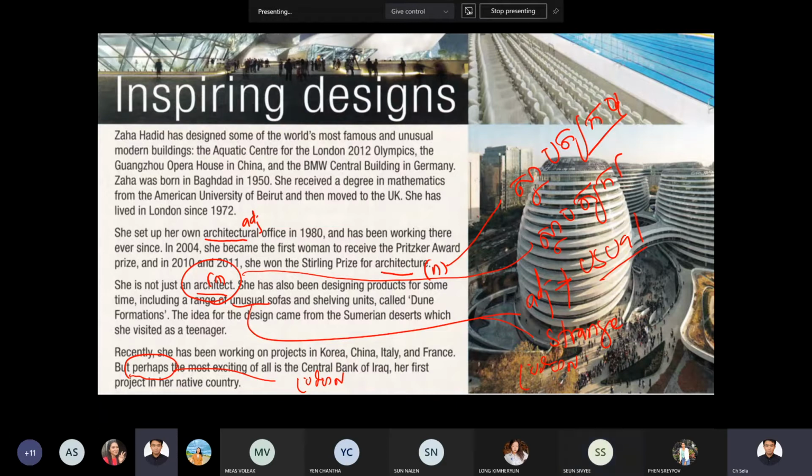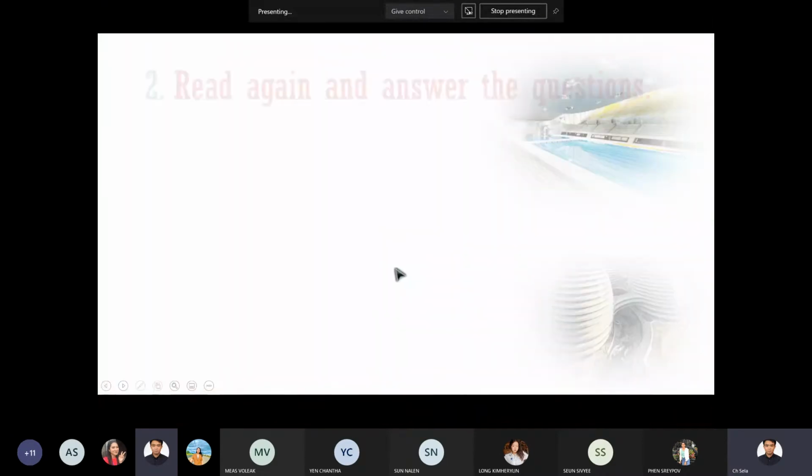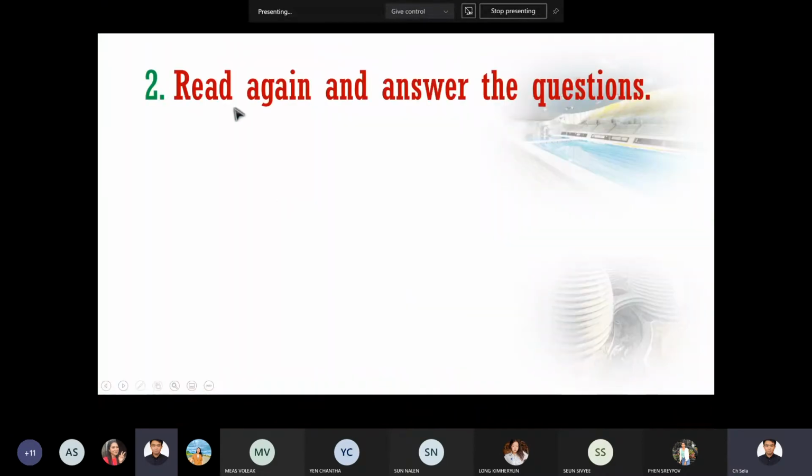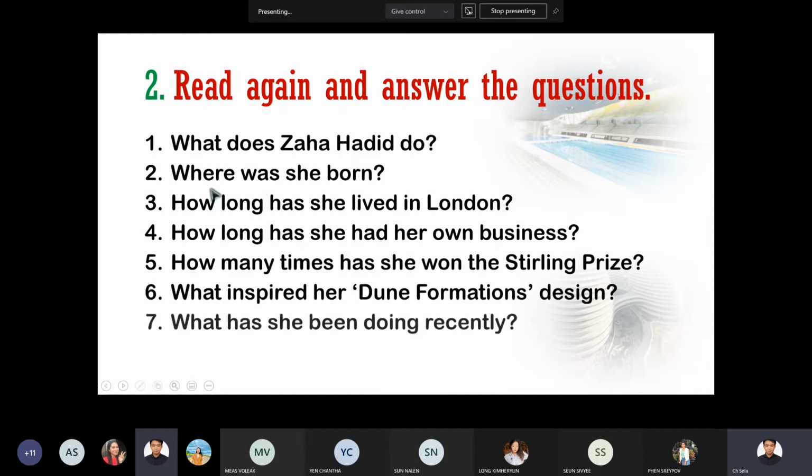Okay, so we have the words architectural, architecture, architect, usual, unusual, perhaps. All right, so if you don't have any more difficult words, let's go to the exercise together. You need to read this one again and answer the questions. They say read again and answer the questions. So how many questions are there? One question, right? Oh, so seven questions.